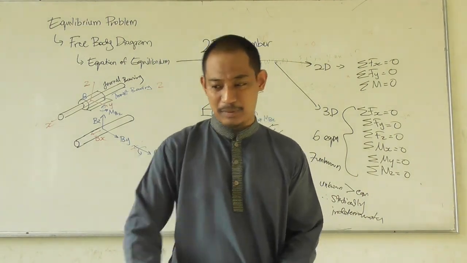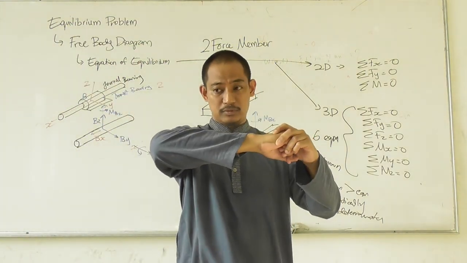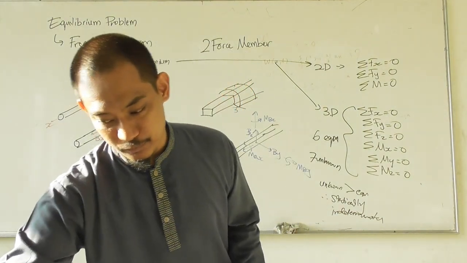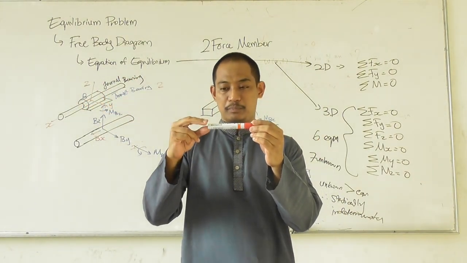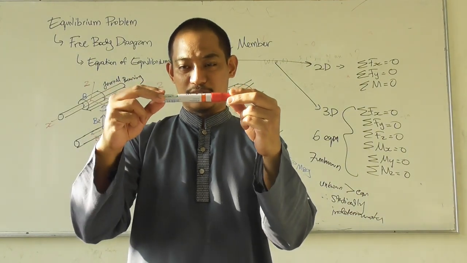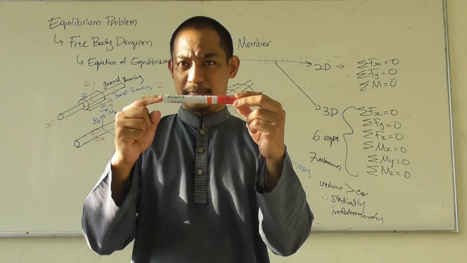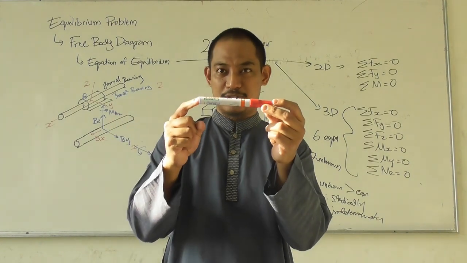You can see this slide, but for illustration, let's say we have a beam here, with a ball and socket here, and a ball and socket here. Can you imagine? Ball and socket, ball and socket. So if you draw the free body diagram, how many unknowns are there? Okay, I'll give you 10 seconds.